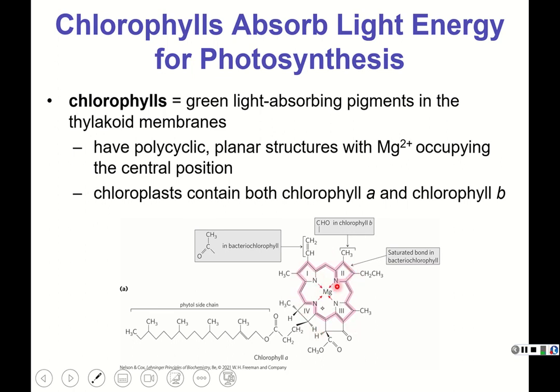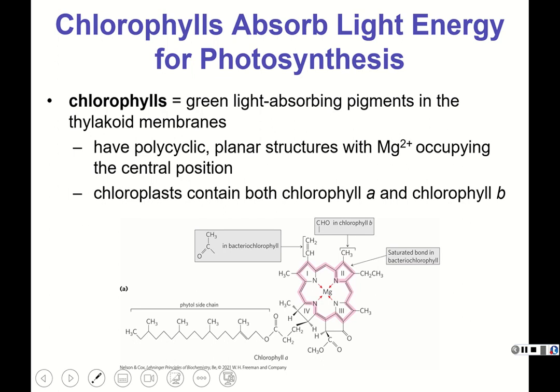The only difference really is you have a magnesium at the center instead of an iron. And then the other thing you have here is this long hydrophobic tail that's stuck on, and that's what allows it to stick into the thylakoid membrane and be bound in there.